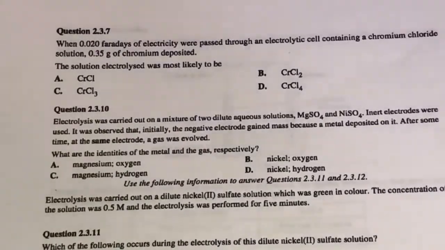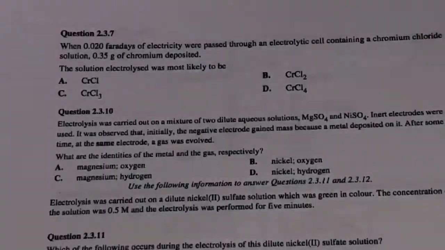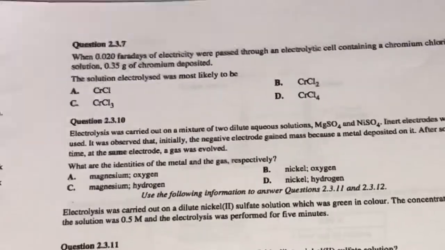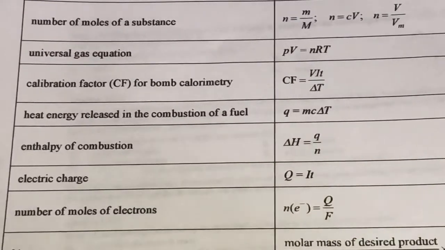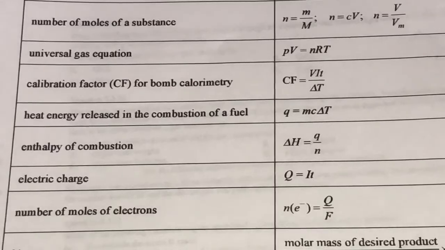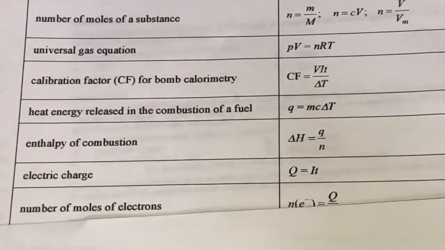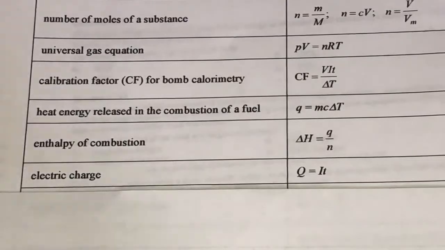All right. Faraday's laws are pretty easy, and I'll just show you where you get those in your data book, so you don't have to memorize those equations. Electric charge. So Faraday's laws are to work out how much metal we're going to get after a certain time, or how much product we are going to get after a certain time. So it really relates time to it.